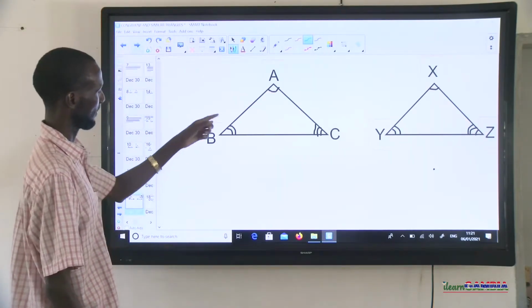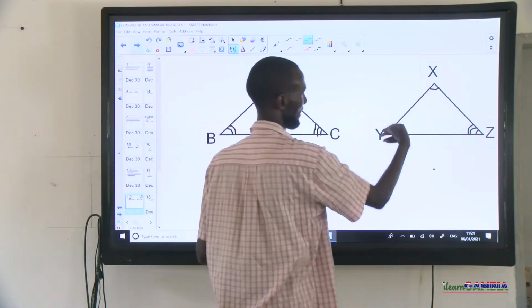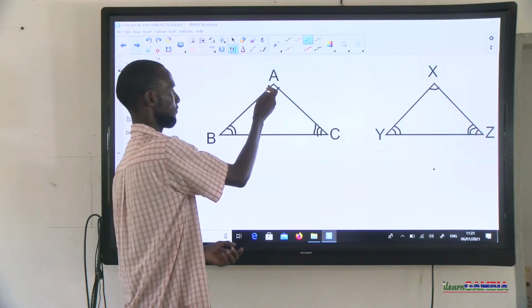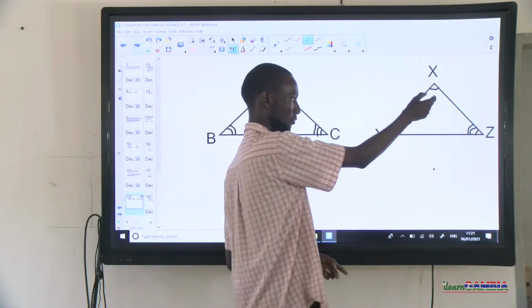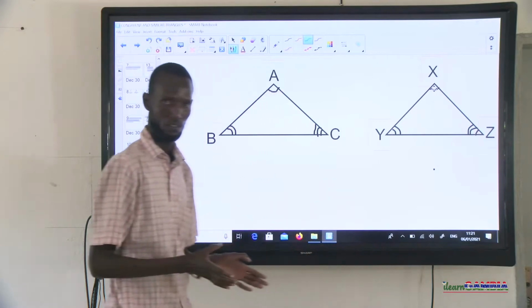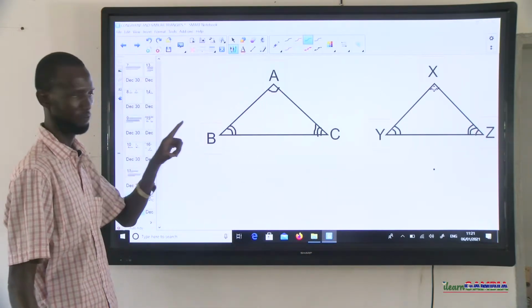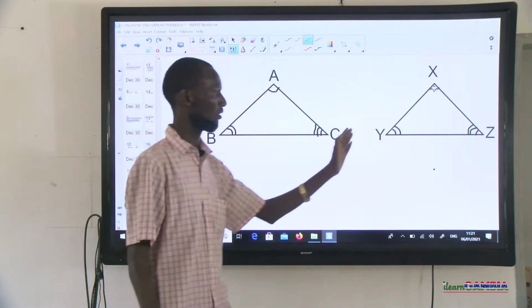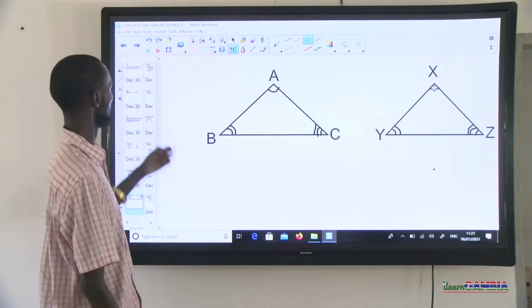Like this example here, you have triangle ABC and triangle XYZ, and you can observe that all the angles of triangle ABC are equal to the corresponding angles of triangle XYZ. But that alone does not prove congruency. Okay? So that's something you should be mindful of, that just because all the angles of one triangle are equal to all the angles of the second triangle, that doesn't prove that those two triangles are congruent.